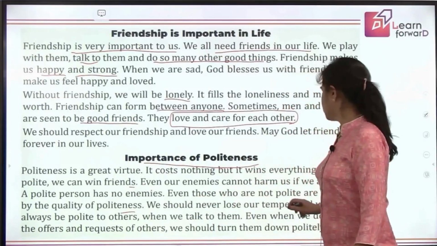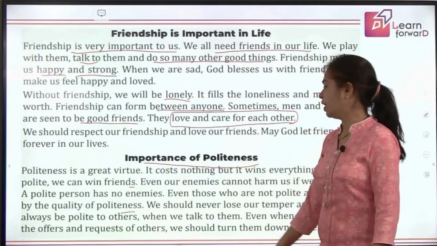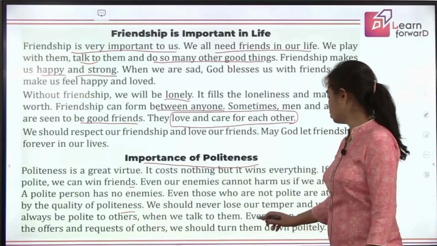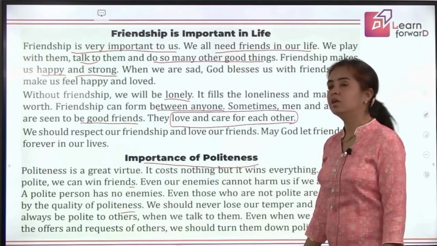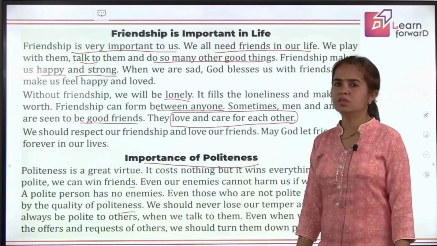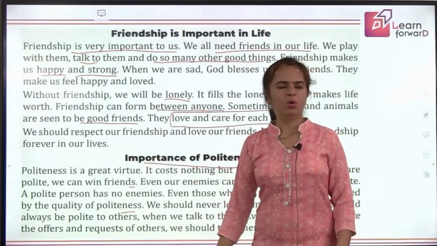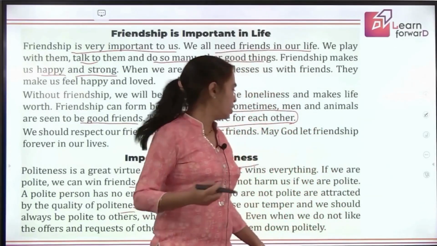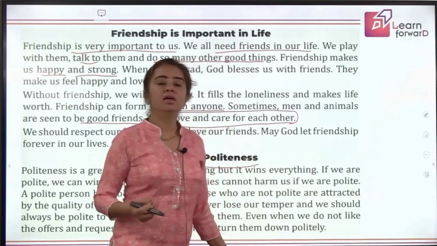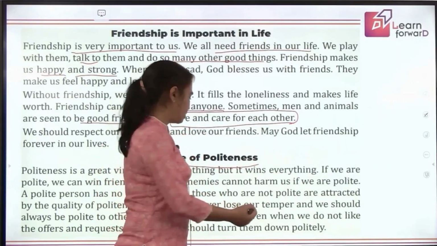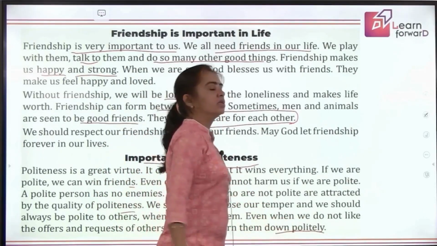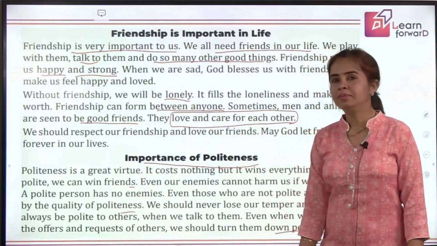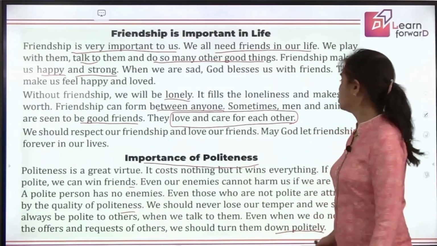We should never lose our temper, and we should always be polite to others when we talk to them. So always try it out. Even when we do not like the offers and requests of others, you should not be rude, saying, no, I don't like this. Oh, no, this is not good. Not like this. You should always have the ability to turn down that offer, that proposal, that idea also politely. Don't be rude in turning down anybody's proposal or offer, right? So this is the importance of politeness.